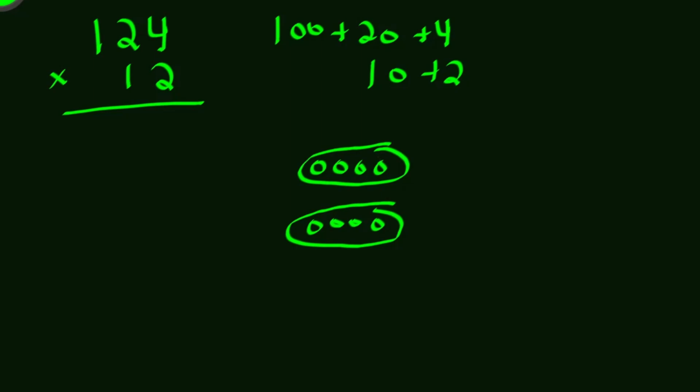4, 8. Again, this group has a total of 4 in it. This group has a total of 4 in it. And 4 plus 4 equals 8. So why does 2 times 4 equal 8? That is why. Now, as we said before, multiplication is commutative. That means it can go either way. 2 times 4 is the same as 4 times 2.